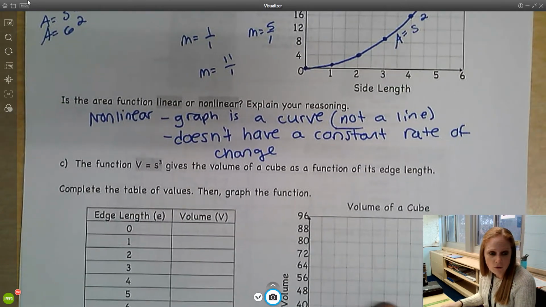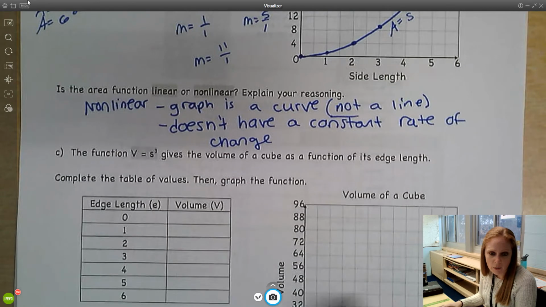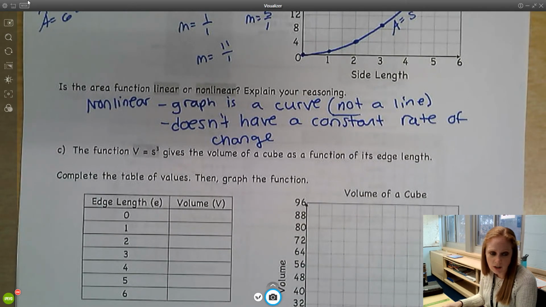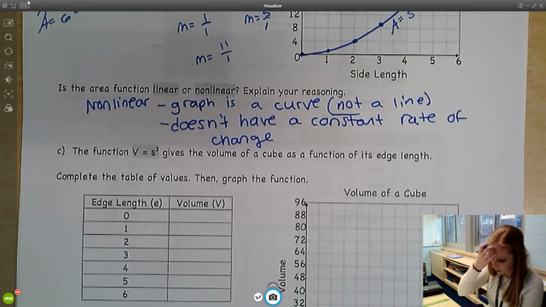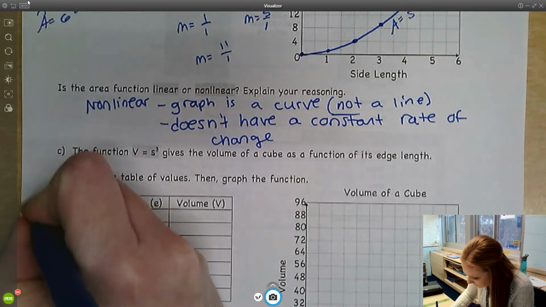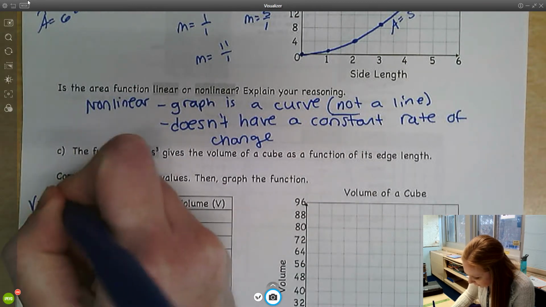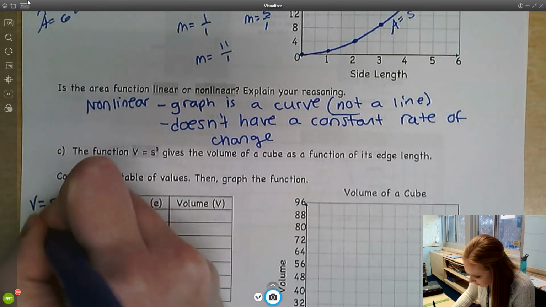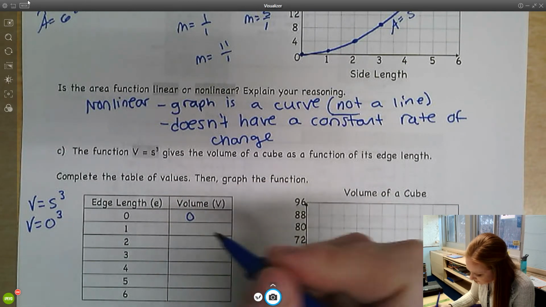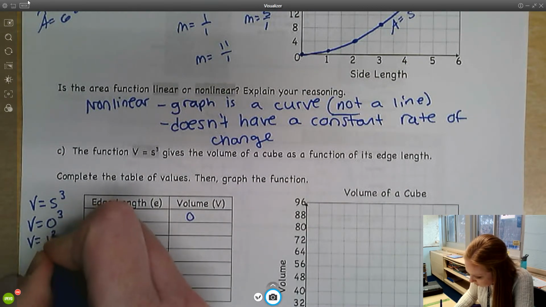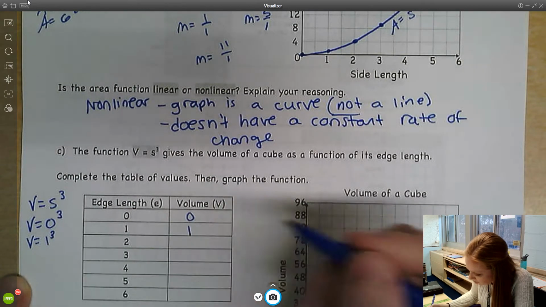Okay, what about volume? The function v equals side cubed gives the volume of a cube as a function of its edge length. Complete the table of values, then graph the function. So let's see, do you think volume is going to be linear or nonlinear? All right, so again, the formula. Volume equals side cubed. So let's plug in 0 for our side length. 0 times 0 times 0 is 0. What about 1 cubed? That's going to be 1 times 1 times 1 is 1.